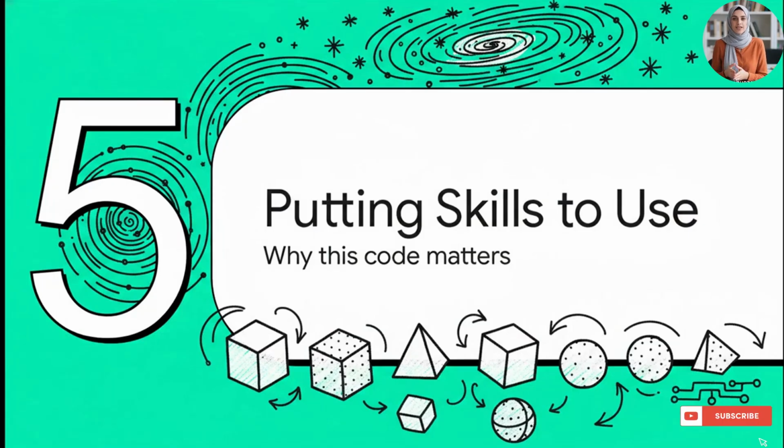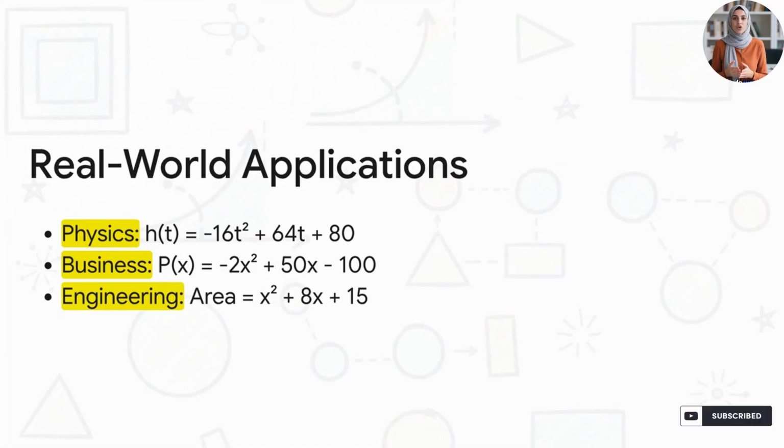So we've learned the keys and the grammar of this algebraic code. But let's take a step back and ask, why does any of this matter? Let's take a look at how this code actually describes the world all around us. You know, this isn't just stuff for a math test. In physics, that little squared term is absolutely essential for describing how gravity affects a thrown ball. In the business world, these kinds of functions are used to figure out the maximum possible profit. Engineers use them constantly to design everything from bridges to computer chips. It really is the language of science and business.